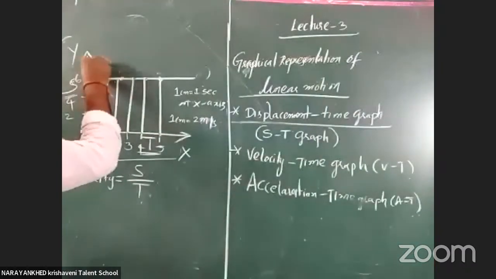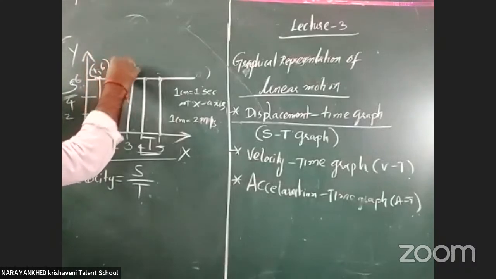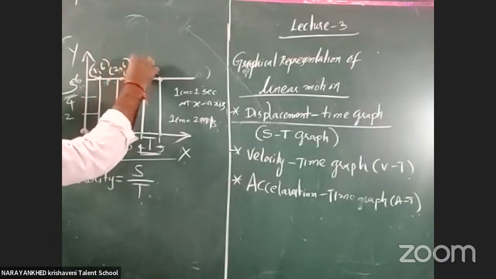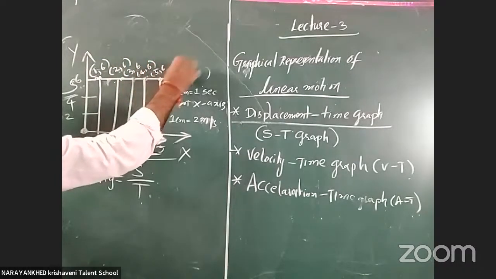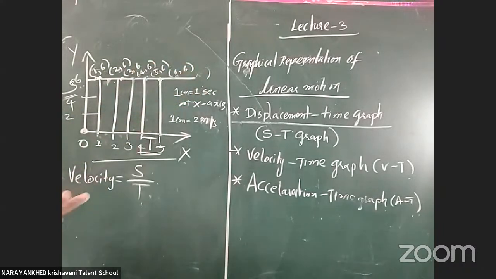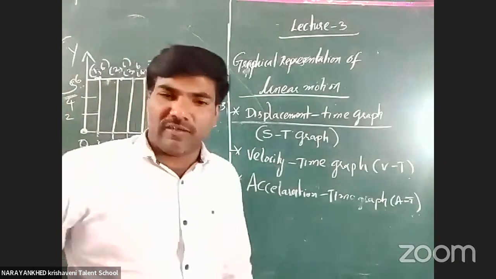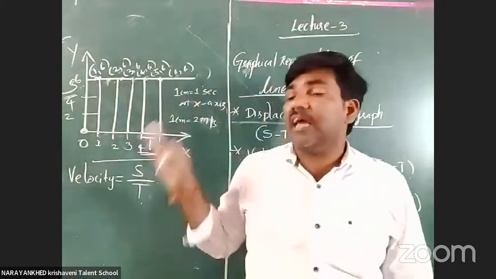You have to write the coordinates here compulsorily also. 2,6, yes, 3,6 and 4,6. Like that 5,6 and 6,6. Everywhere, what is it that does not change? It is the position. The position is the same. There is no change in position. The body is called to be at rest.